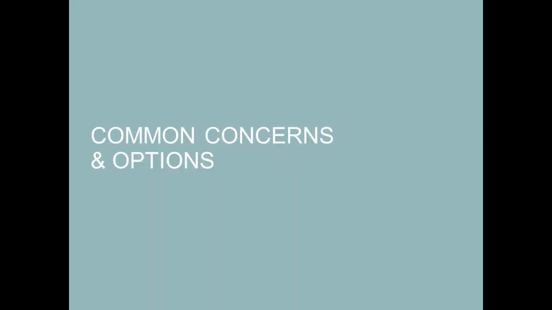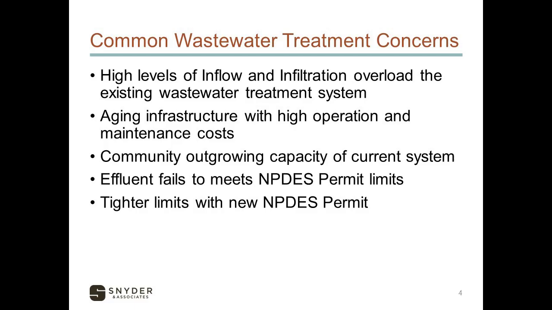Some of the most common wastewater treatment concerns might be high levels of inflow and infiltration, which can overload the existing wastewater treatment system. Other concerns might be aging infrastructure, which causes higher operation and maintenance cost. A community sometimes outgrows the capacity of their current system, and other issues might be failing to meet the NPDES permit limits on the effluent, or if they get an NPDES permit renewal, it may include tighter limits for those effluent levels.